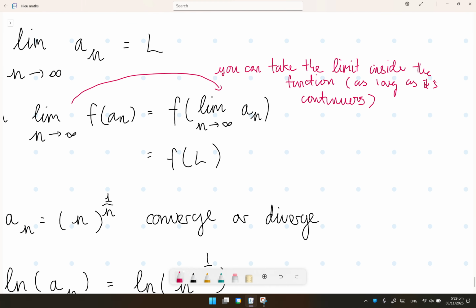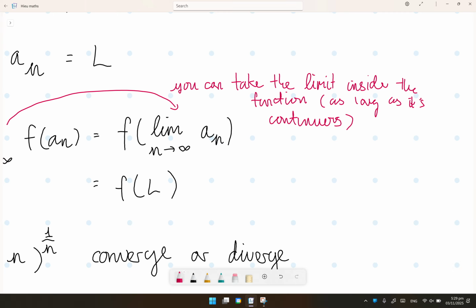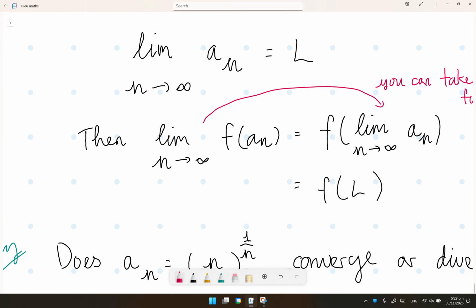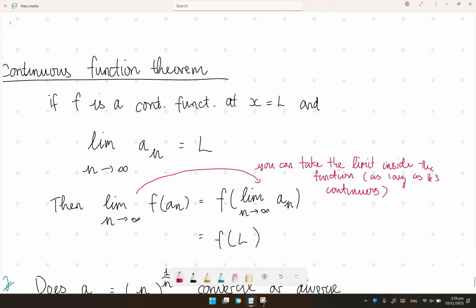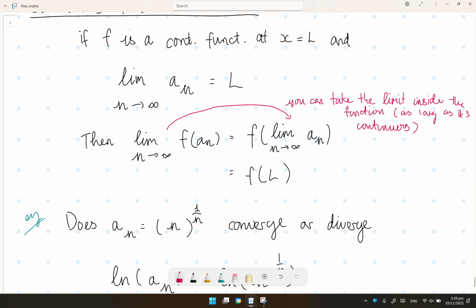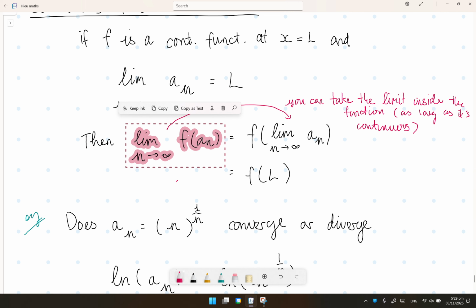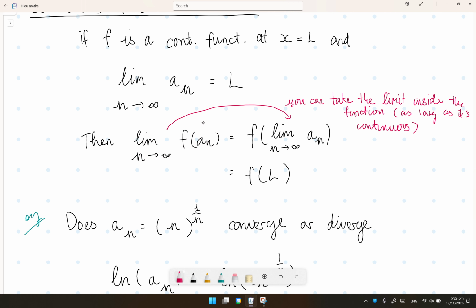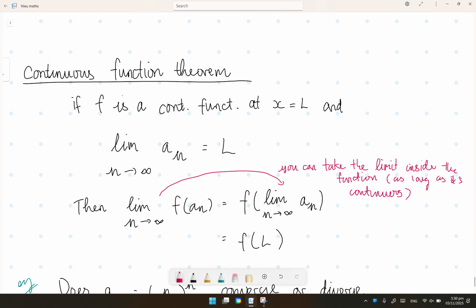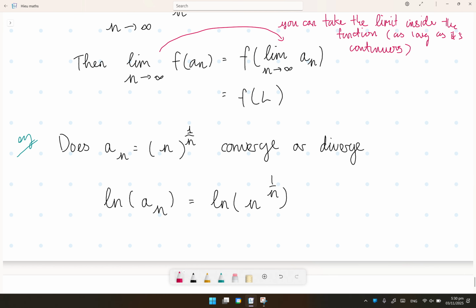Let me see what I wrote here. You can take the limit inside the function, basically. So it's just a rule here. It's something to do with continuity, but if you have the limit as n goes to infinity of a function of the term, you can put that limit inside as long as f is continuous out there, which it will be in most circumstances.